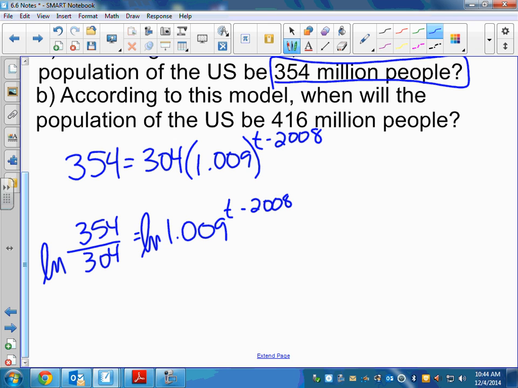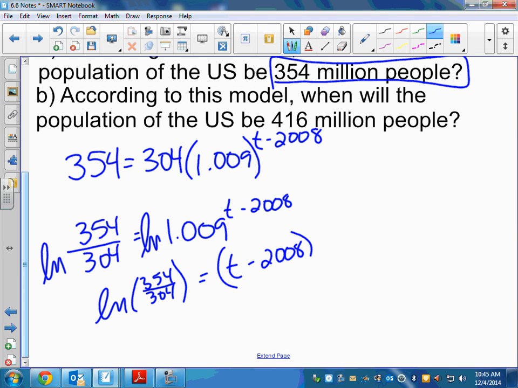Again, up to you on how you want to do this. I don't use my calculator till the very end. So I'm going to leave this as ln of 354 divided by 304. And on this side, I know I can pull that t minus 2008 out because of the ln.